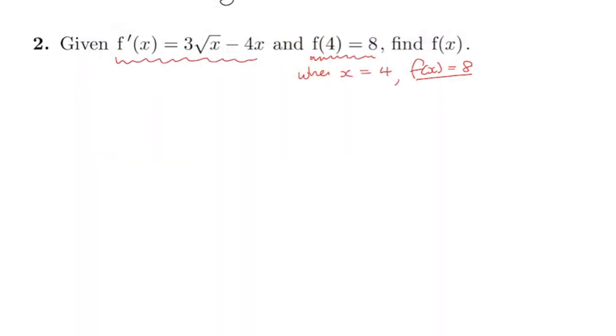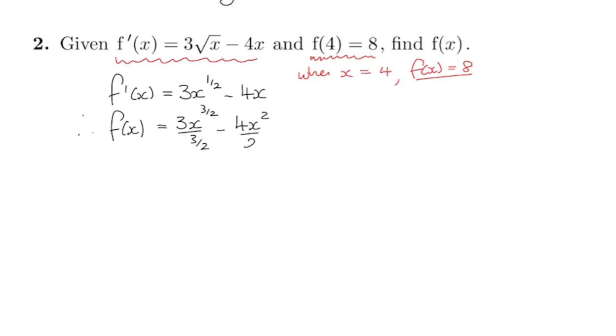The first thing we're going to do is write f dash of x in a form that we can integrate. Remember the square root of x is x to the power half, so 3 times the square root of x is 3x to the power half, and then minus 4x can be integrated as it stands. So f of x equals: we add 1 to the power and divide by the new power, so 3x to the 3 over 2 divided by 3 over 2, minus 4x squared over 2, plus c. Don't forget the constant.